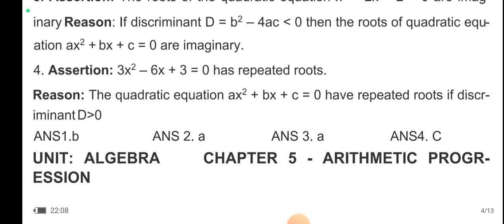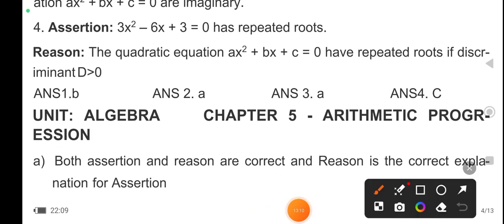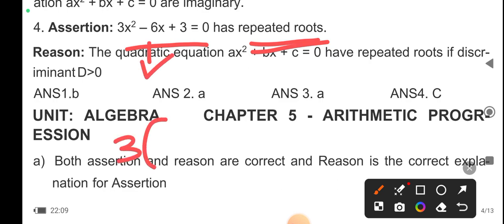Going for the fourth one. What they are saying now: 3x square minus 6x plus 3 equal to 0 has repeated roots. Sir, what's a repeated root? Two numbers, x equal to 1 comma 1, x equal to 2 comma 2, x equal to minus 1 comma minus 1. That is what a repeated root is. See, take 3 as the repeated root now. Same number, real and equal, we used to say, that only.